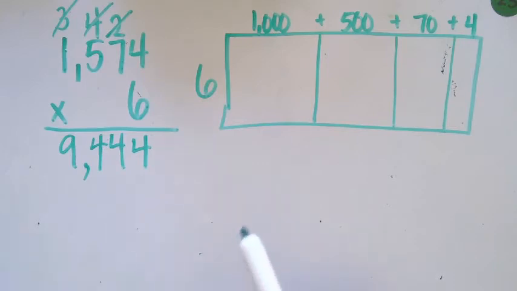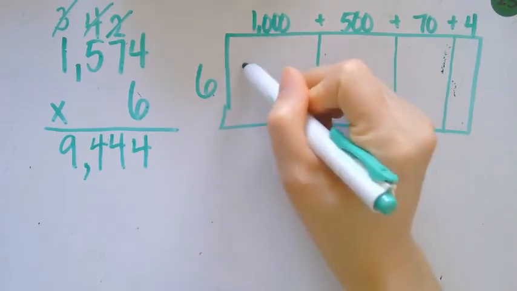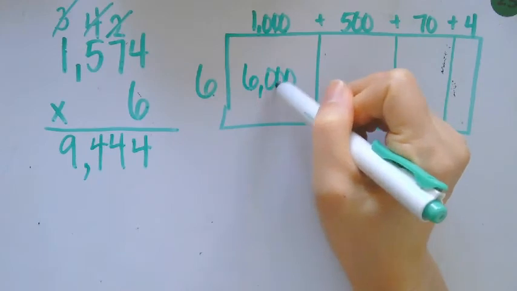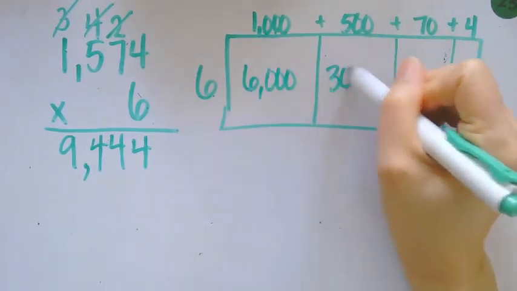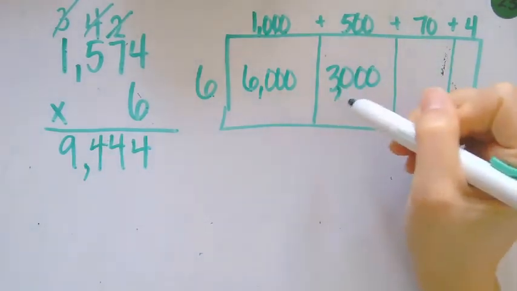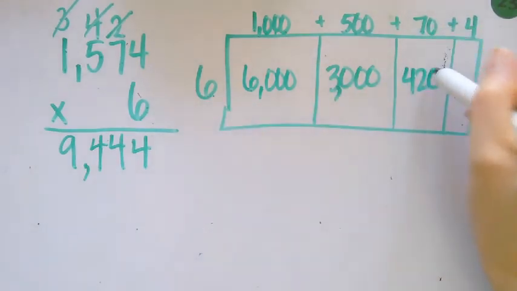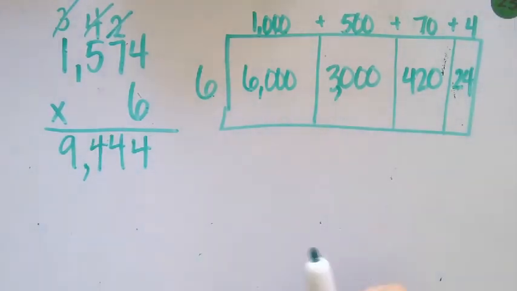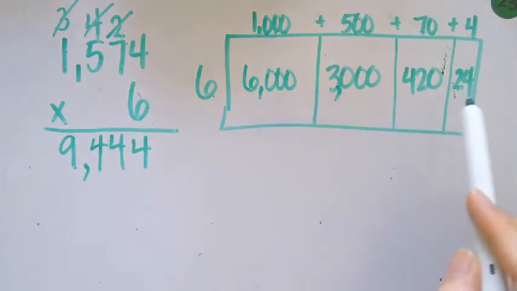Okay, now we need to find the partial products for each one. 6 times 1 is 6. 1, 2, 3 zeros there. 10 times 10 times 10 times greater. All right, 6 times 5 is 30. Those 2 zeros here. Here's my comma. 6 times 7 is 42. 10 times greater. And 6 times 4 is 24. Oh, I didn't even need to change that space. Good job. All right, now I need to add my partial products up.